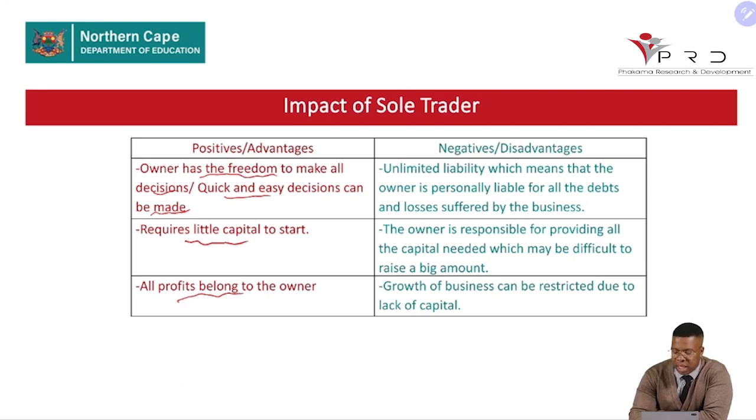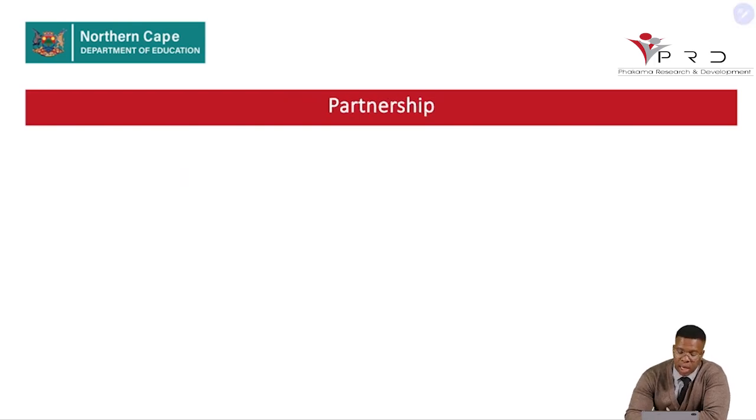However, the negatives are the idea that there is unlimited liability, which means that the owner is personally liable for all the debts or losses suffered by the business, and the owner is responsible for providing all capital needed, which can be difficult to raise, a big amount of money. And then growth of the business can be restricted due to lack of capital.